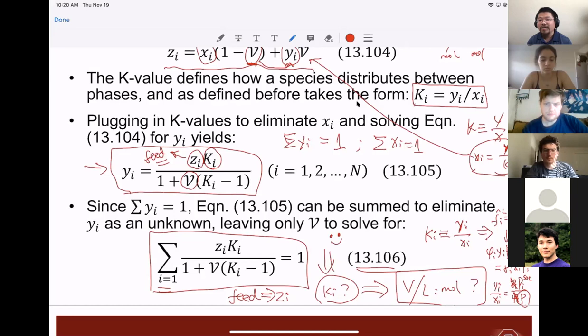That is the answer for the ki, right? So now we know the feed, we know the ki, and we are able to solve after the process what would be the moles of vapor and liquid, and everything should be straightforward to calculate. Okay. So that's a core part of flash calculation. All right.